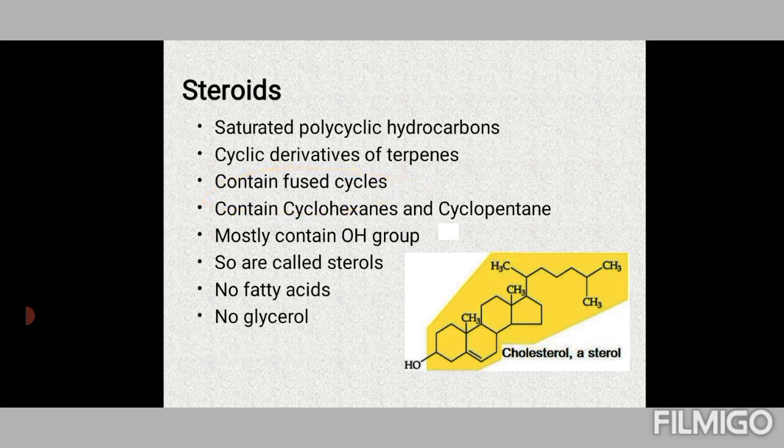They contain fused cycles, which are here. A cyclohexane is there, here. One cyclopentane is also there in the cholesterol structure. They contain mostly OH groups. An OH group, a hydroxyl or alcohol group, is here, and that's why they are also called sterols. Steroids are called sterols because of the presence of the OH group. No fatty acids, so there is no fatty acid attached, but of course, cholesterol or other steroids can form esters by attaching to fatty acids. There is no glycerol or special alcohols attached.